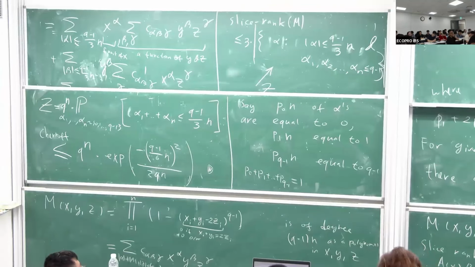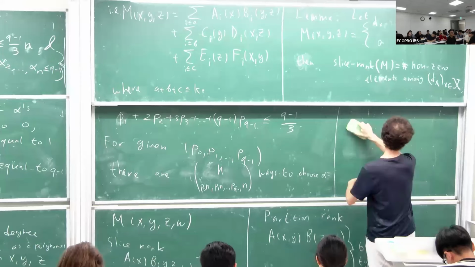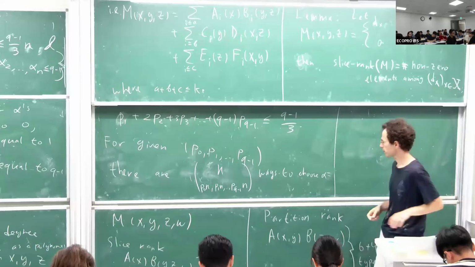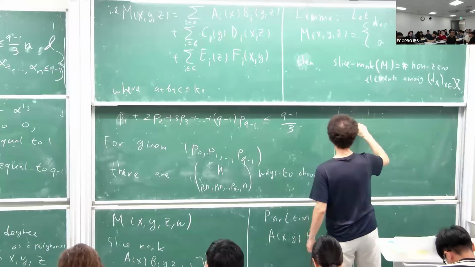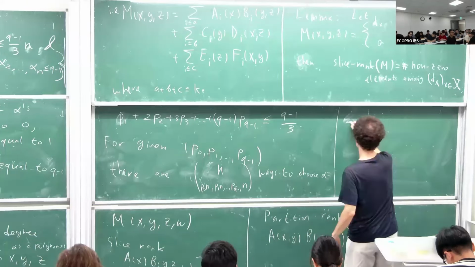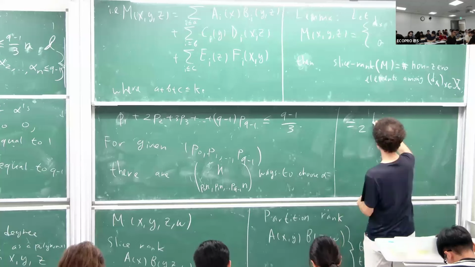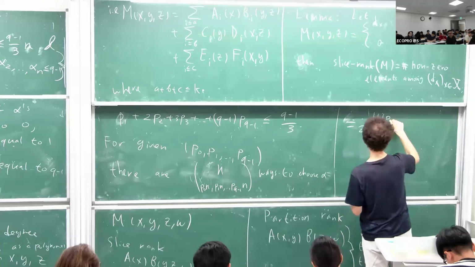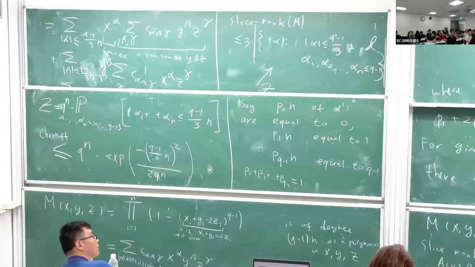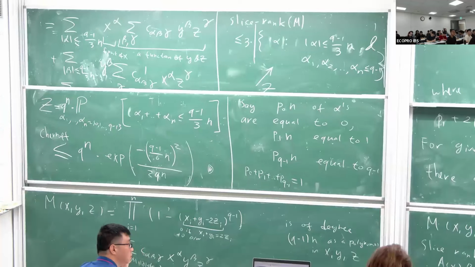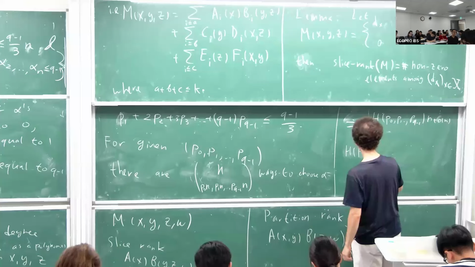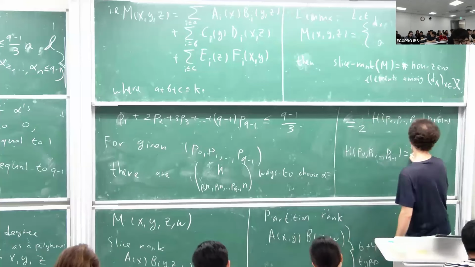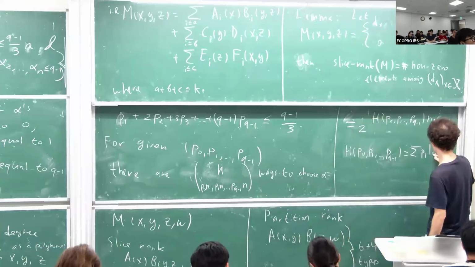And we can estimate this multinomial coefficient using Stirling's formula. This is equal to 2 to the power of the entropy of this probability distribution times n, plus lower order terms, where the entropy is defined in the usual way: the sum of minus pi log pi, with the pi summing to 1.